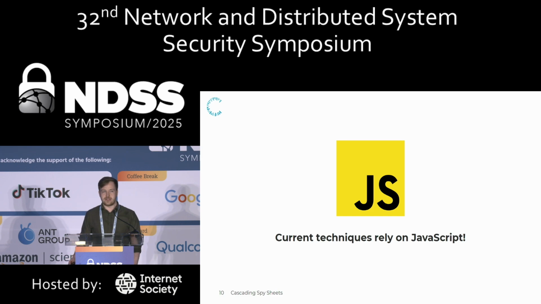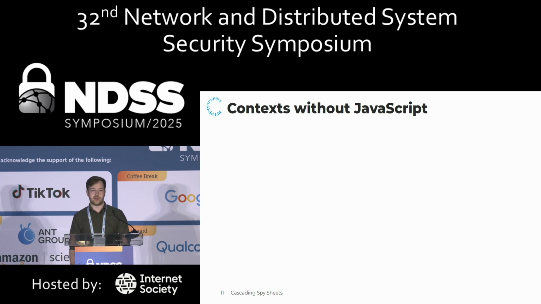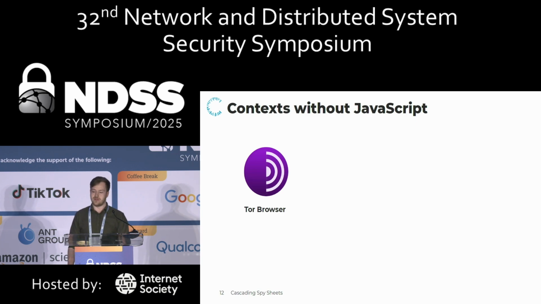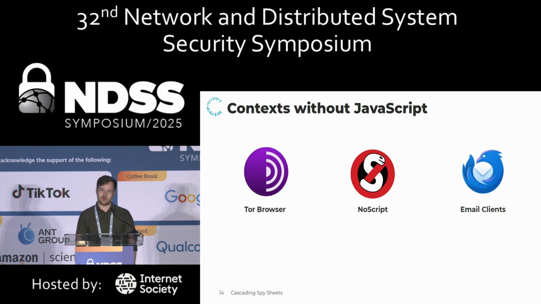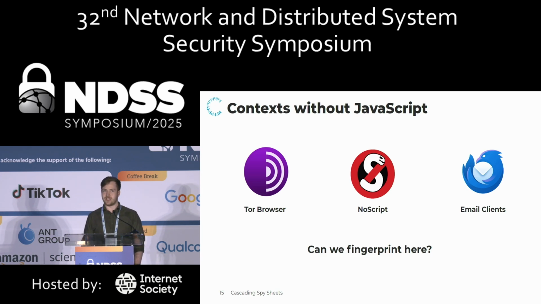And the thing here is that current techniques largely rely on JavaScript. But, of course, there are also contexts where you do not have JavaScript. There's, for example, the prominent Tor browser, which does not allow the execution of JavaScript. There is the NoScript plugin, which does that in a Tor browser, but can also be installed outside of the Tor browser. And you also have email clients where you can, for example, render HTML emails.